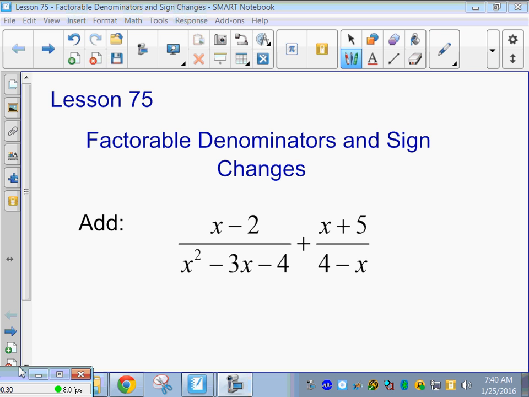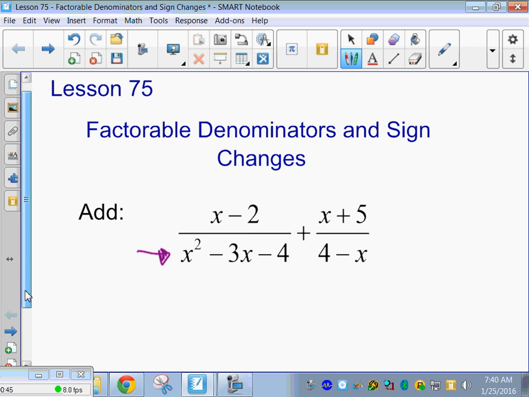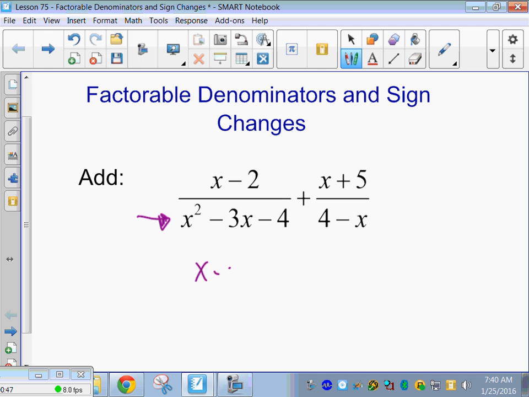Alright, so if one of the denominators is factorable, then you definitely want to factor it, unless you already have a common denominator, which we do not. So this quadratic right here, x squared minus 3x minus 4, definitely factors. So I'm going to rewrite the first fraction factored. So we're looking for two numbers that multiply to negative 4 and add to negative 3.